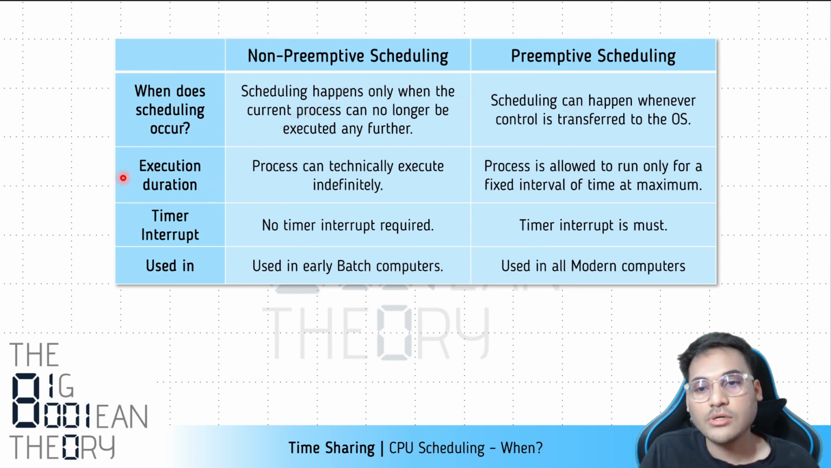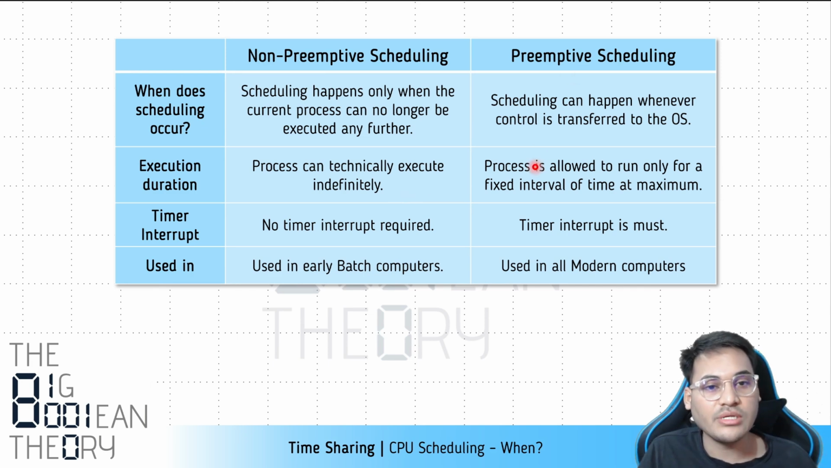Now let's talk about the execution duration. So here the process can technically execute indefinitely. The operating system is not putting any constraint on the process which is currently executing. So if the process falls in an infinite loop, then the operating system will never stop that process. So technically the process can execute indefinitely, right?